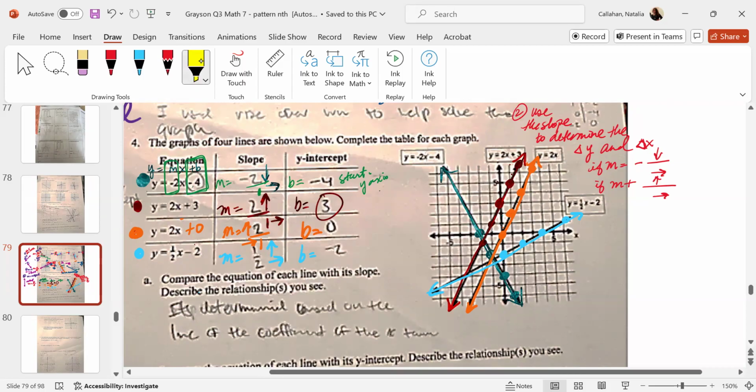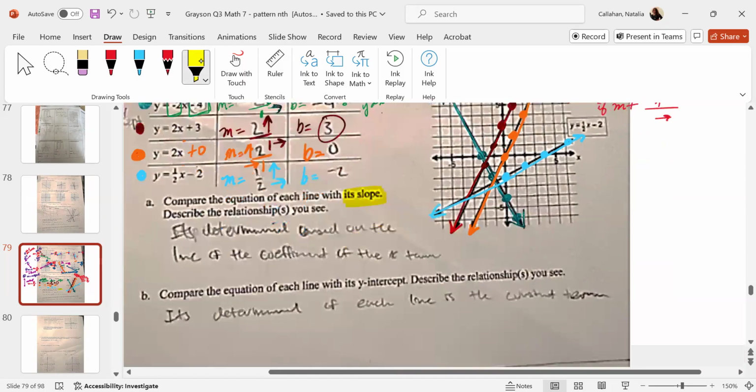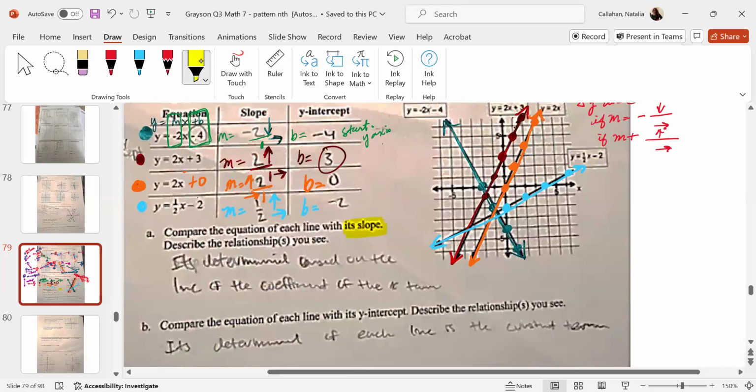Okay, so it says compare the equations of each line. They're all different, correct? With its slope, so notice the slope, and describe the relation. Well, what do you notice the difference between the 4 lines with the slope? You have a positive and negative, correct? If it's positive and negative, they go in different directions, correct? That's the first thing you should write.